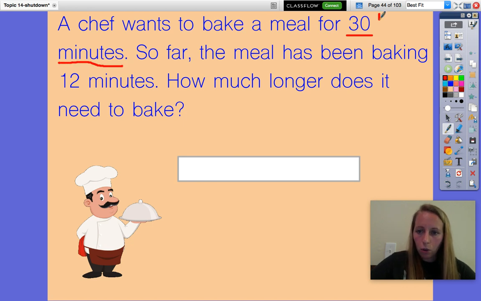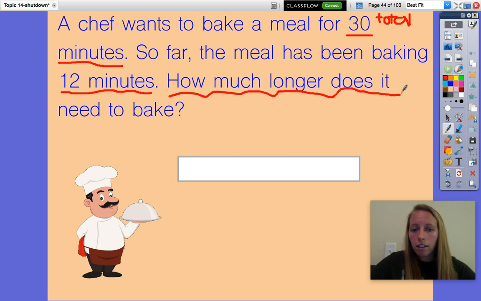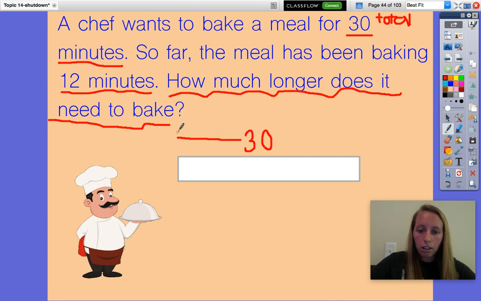And we know that that's the total amount of time, right? That's the total amount that it's going to be baking. So far, so it already was baking for 12 minutes. That's what already passed. Now the question is, how much longer does it need to bake? When we're asking how much longer, we're thinking about subtraction, right? If we know 30 is the total, that would go up here. It's the total amount of time that it would bake. That would go on the top. Remember, total top. Total top.